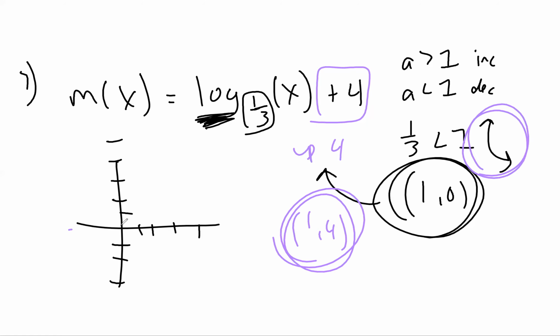So I'm going to start at 0, 0. I'm going to go right 1, and I'm going to go up 4. 1, 2, 3, 4. And I know that it should be a decreasing function like this. And so I'm just going to draw my decreasing line through it. And that's going to be all I need.